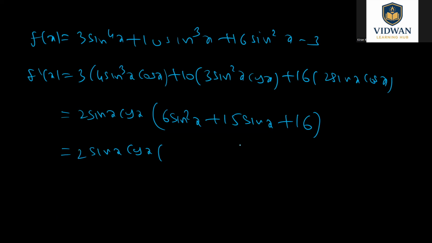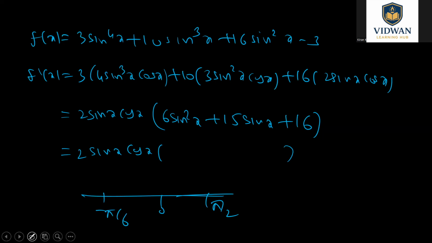So what will be the factors of this? You check. And then decide the sign in that interval. So what is the interval? We are supposed to check from minus pi by 6 to pi by 2, and 0 is between. So check in which interval it is positive or negative. That will decide increasing, decreasing. This is not 16, it is just 6 only, sorry.